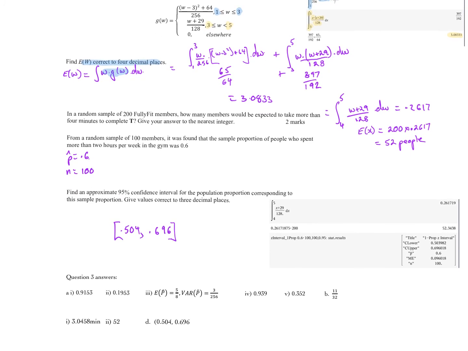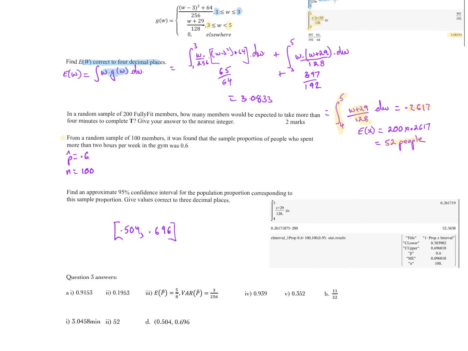In a random sample of 200 fully fit members, how many members would you expect to take more than 4 minutes to complete? T, more than 4 minutes. So I want to go from 4 to 5, which means that's the second interval or the second part of the equation. Integrate that between 4 and 5, I get 0.2617. So that's the probability. If I have 200 people, times by 200, I get 52 people.